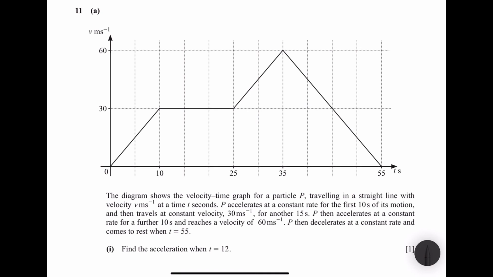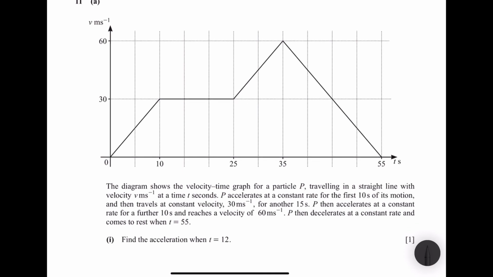You have some knowledge regarding physics and you can easily cope with that. The graphs are given. This is a velocity-time graph. Find the acceleration when t equals 12. You see, when t is between 10 to 25, 12, this is parallel to the x-axis, so its acceleration will be 0.